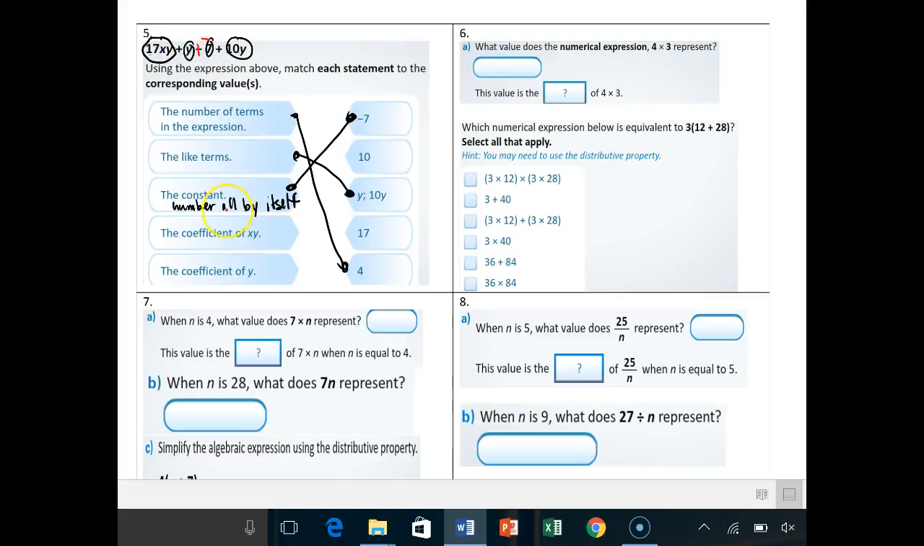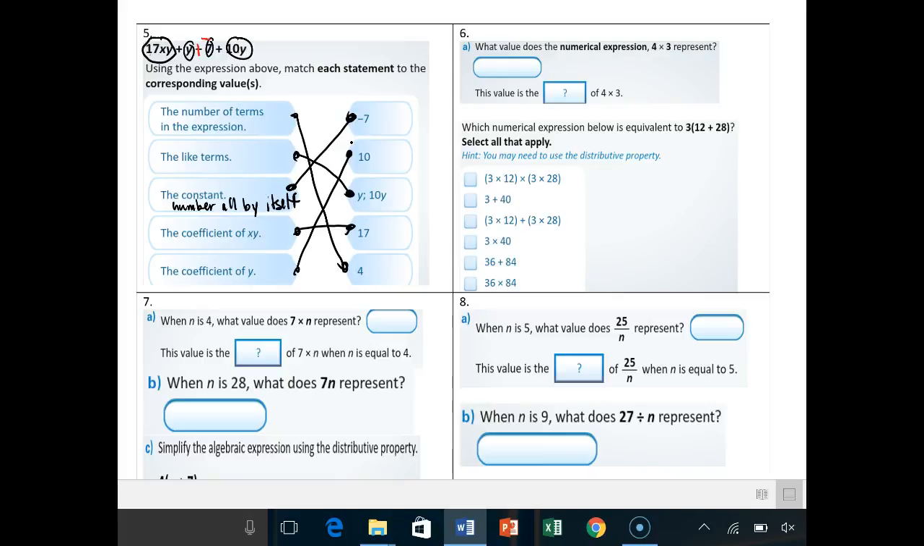So the coefficient of xy, what number is in front of xy? Well, that's easy. It's 17. And the coefficient of y, what number is in front of y? It's 10. Okay, so that's a super tricky one. I might even rewind this video, rewatch it again, pause it, and then try the BuzzMath one.